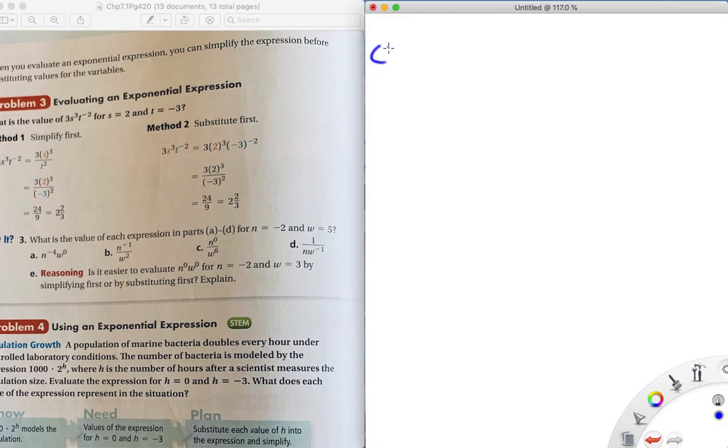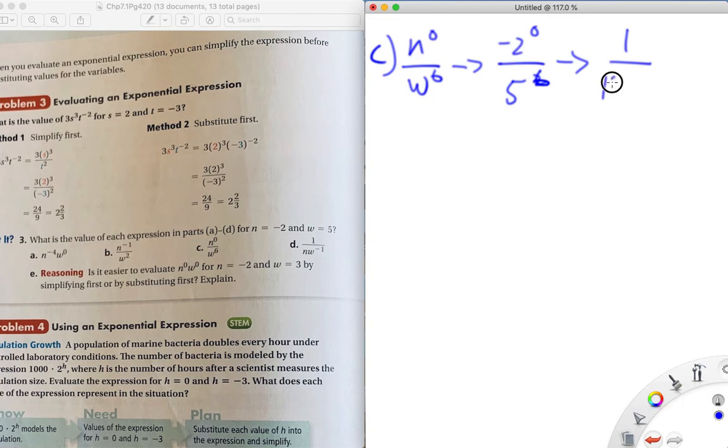So C says n to the 0 over w to the 6. We're told that w is 5 and n is negative 2. So it's negative 2 to the 0 over 5 to the 6. Negative 2 to the 0 is 1. And 5 to the 6 is 15,625.